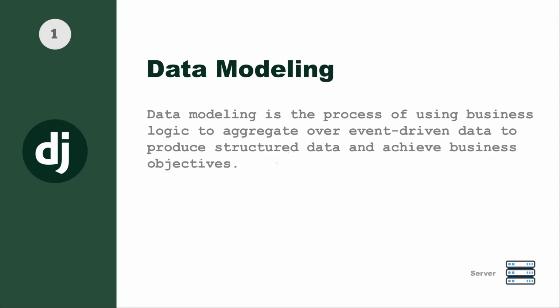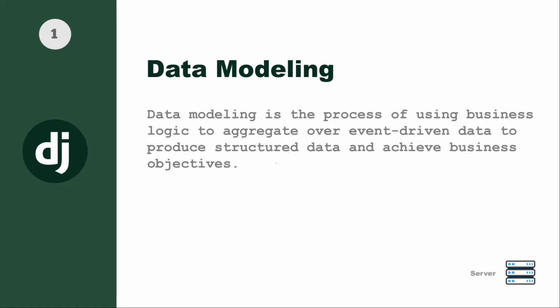So data modeling is the process of using business logic to aggregate over event-driven data. This is sort of a new definition. As you can see, aggregate over event-driven data, which means everything that happened in the business, whether somebody registering to join a newsletter or a customer buying item X or Y, is now considered event-driven data.